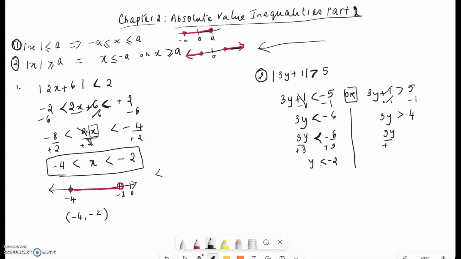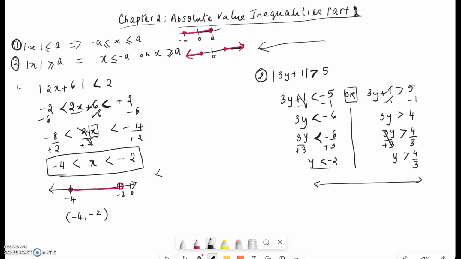3 is a positive number. I divide by 3. The direction of the inequality doesn't change. It's still greater than 4 over 3. Cancel the 3's. y is greater than 4/3. Let's graph this solution.